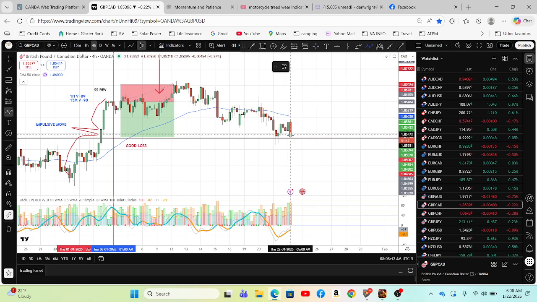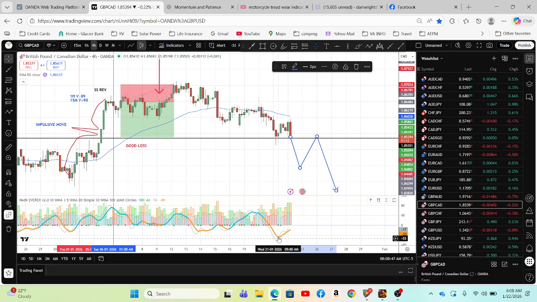The only thing I'm interested in this doing is coming down, coming back, and then out. And that would give us divergence down here on momentum too.